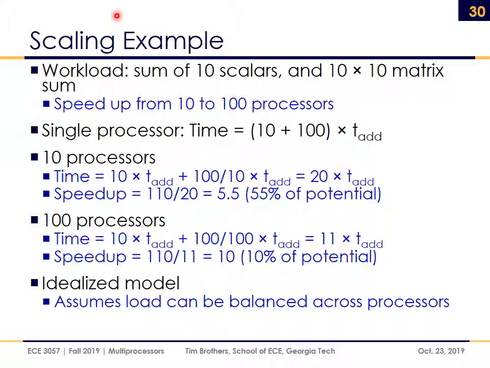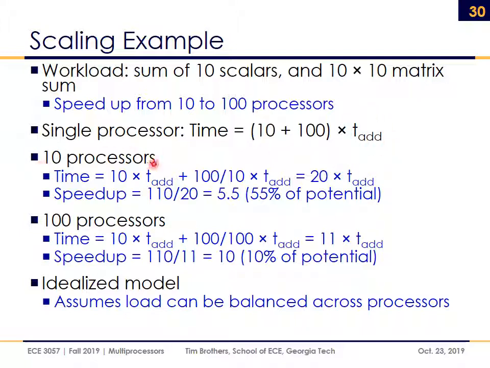So let's look at workload. Say that we have a sum of 10 scalars and a 10 by 10 matrix sum. So what's the speedup from 10 to 100 processors? For a single processor, the time is going to be 10 plus 100 times the time to add. So 10 scalars, 10 by 10 matrix, this is where the 100 comes from, and the 10 scalar values are going to be summed with the 10 by 10 matrix at the cost of one addition each.